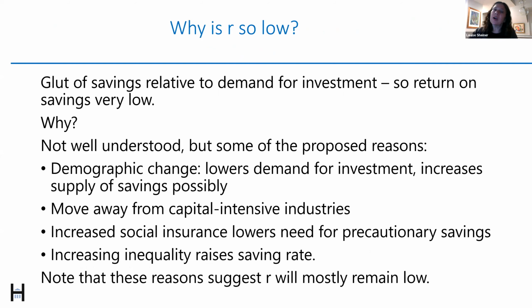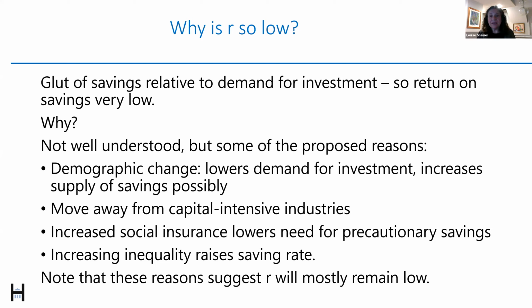What are some of the reasons why R might be so low? So basically, as I said before, the interest rate is really what equilibrates the supply and demand for savings, right? So if R has been falling, it's because savings have been growing faster than the demand for investment, right? So lots of people are saving and not that many people want to borrow the money. They don't have great projects to do, and so the return on savings is very low.